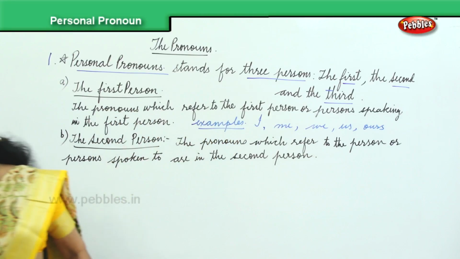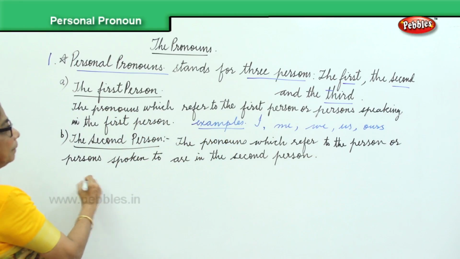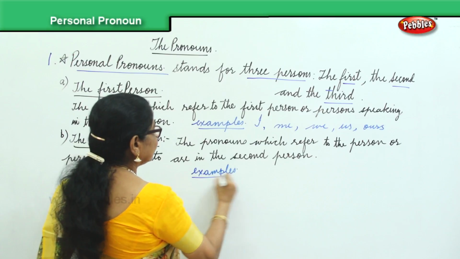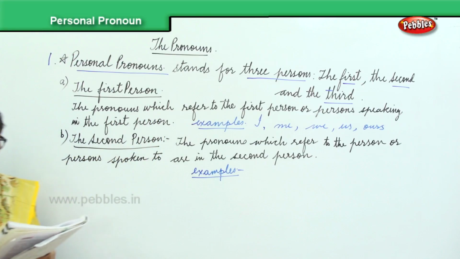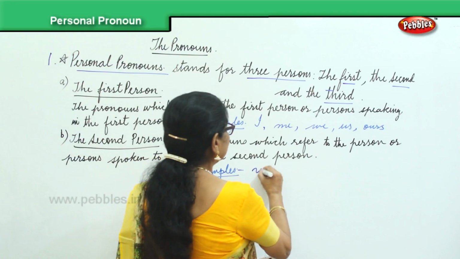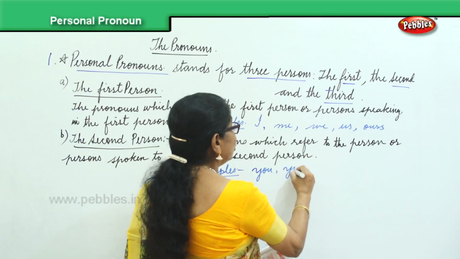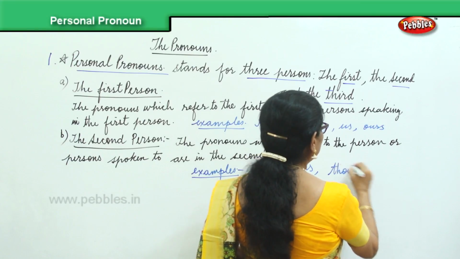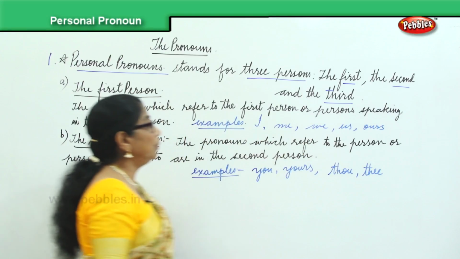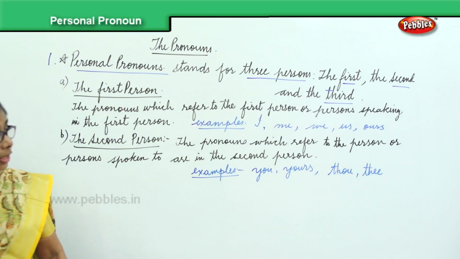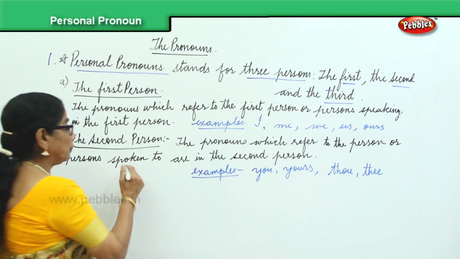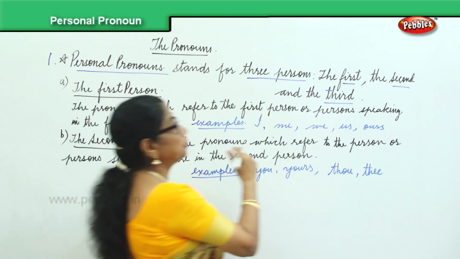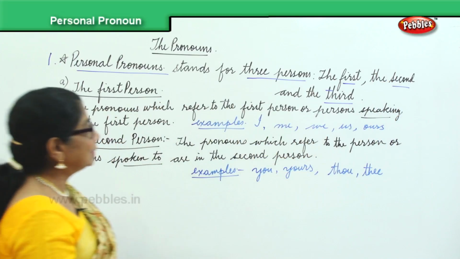And here the examples are you, yours, spoken to. So, talking to you, yours. Then you have thou, thee, etc. So, the pronouns which refer to the person or persons spoken to. The first person is speaking, and the second is spoken to.